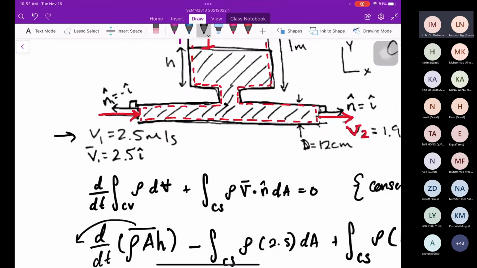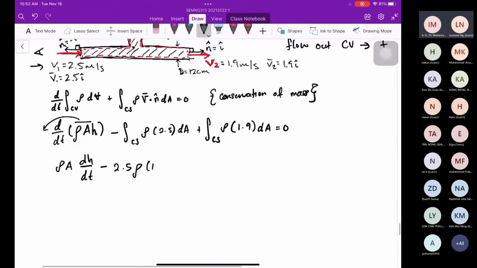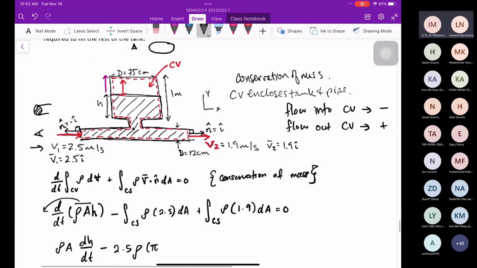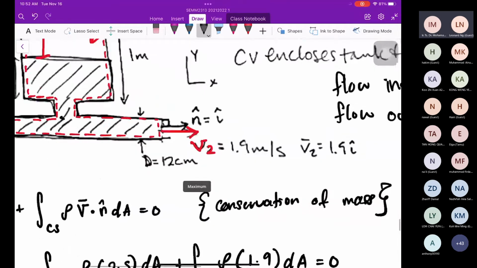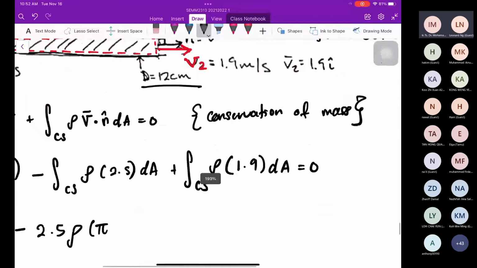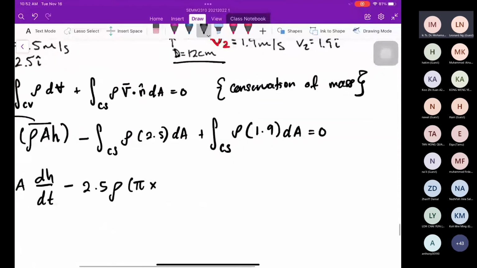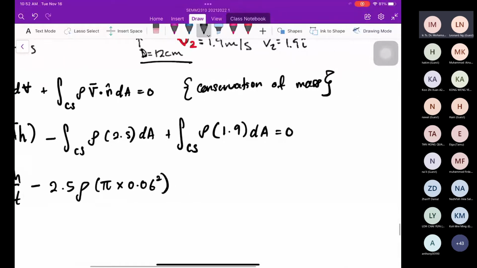2.5 rho of water area. When you look at this area, the pipe area, it's circular. That means pi r squared. It is given that the diameter is 12 centimeter. Use the radius, multiply with 0.06 squared, plus 1.9 rho, again pi multiply with 0.06 squared, equal to 0.